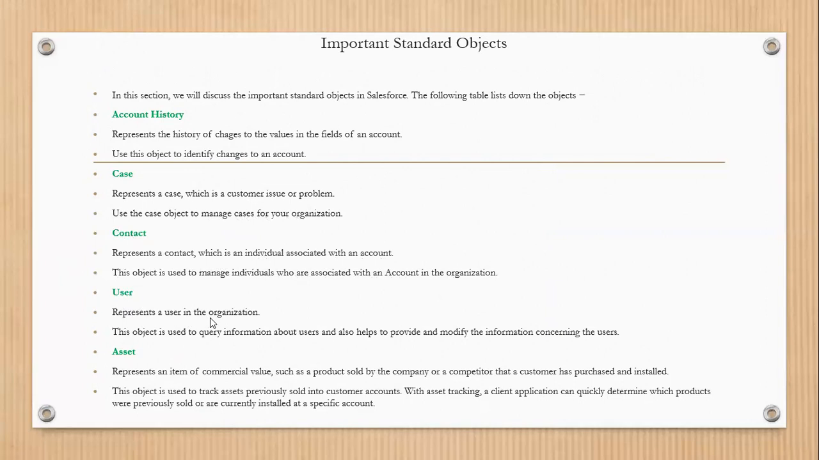User represents a user in the organization. This object is used to query information about users, and also helps to provide and modify the information concerning the users. Next, Asset represents an item of commercial value, such as a product sold by your company or a competitor, that a customer has purchased and installed. This object is used to track assets previously sold to the customer account. With asset tracking, the application can quickly determine which products were previously sold or currently installed at a specific account.